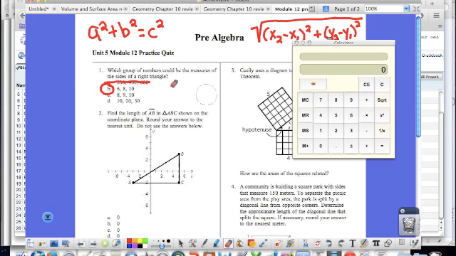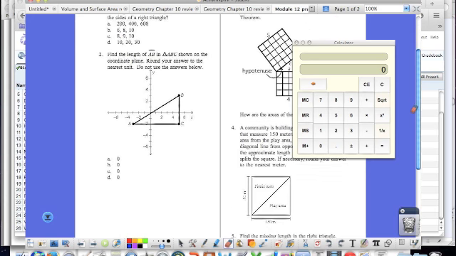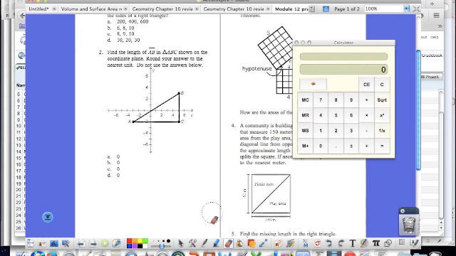I'm going to erase that. I'm going to go on to problem 2. Find the length of side AB in triangle ABC shown on the coordinate plane. Round your answer to the nearest unit. Do not use the answers below. These are not going to be 0, correct? So I want to find AB.